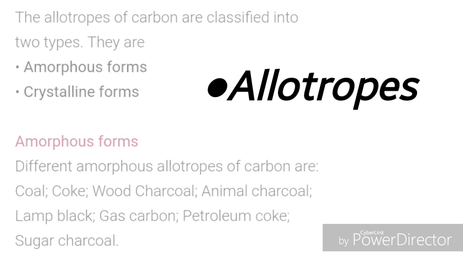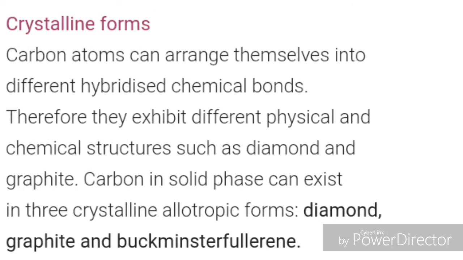Now let us learn about crystalline allotropes of carbon. In crystalline forms, the carbon atoms can arrange themselves into different hybridized chemical bonds. Therefore, they exhibit different physical and chemical structures such as diamond and graphite. Carbon in solid phase can exist in three crystalline allotropic forms. They are diamond, graphite, and Buckminster fullerene.